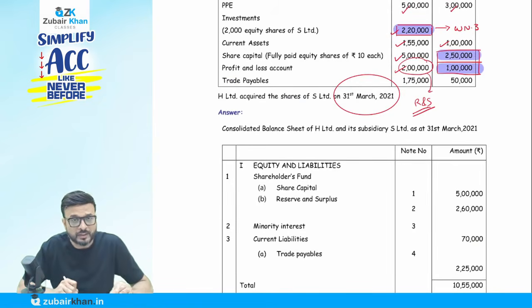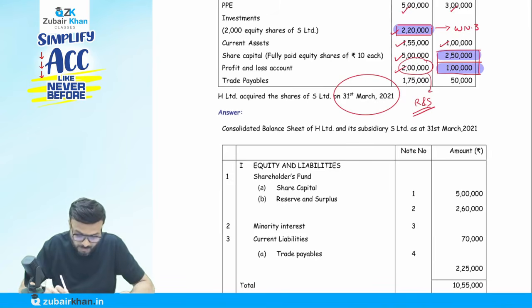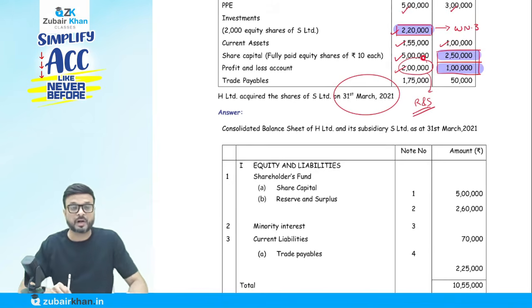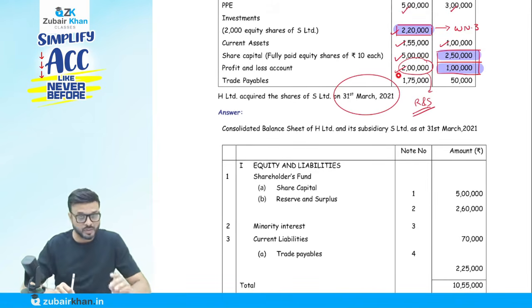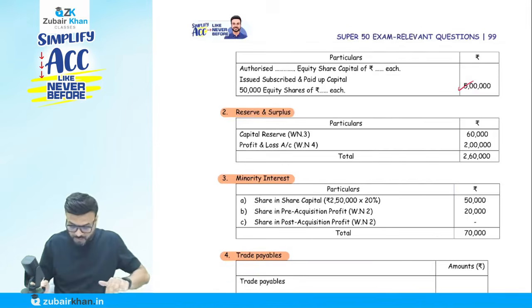But what we do here is, there might be certain adjustments. So I always prepare a working note number 4 for the profit and loss account balance of the holding company. How much balance do we have here? 2 lakh. So this 2 lakh will go to working note number 4. Later on, we'll see if there is an adjustment. We will adjust that, and then it will come to reserve and surplus only. So go to working note number 4.